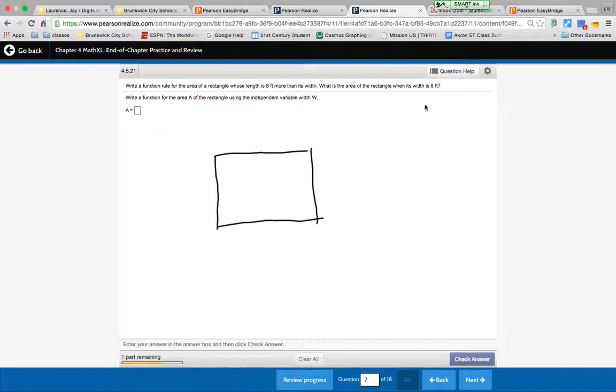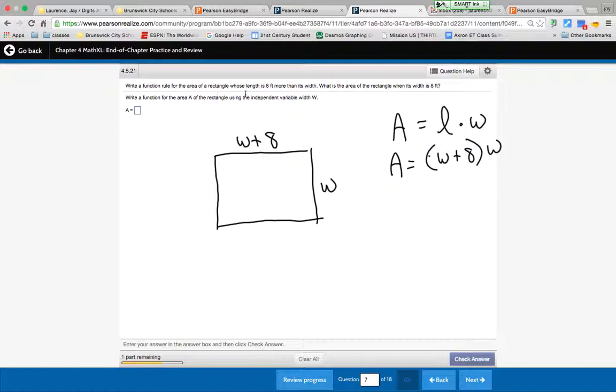All right. And I know that to get the area of a rectangle, I do length times width, right? Except this says, write a function rule for the area of a rectangle whose length is 8 feet more than the width. Well, to figure out the length, I got to know the width. So the width is W. This is 8 more, so this would be W plus 8. So to get the area, I'm going to need to do W plus 8 times W.